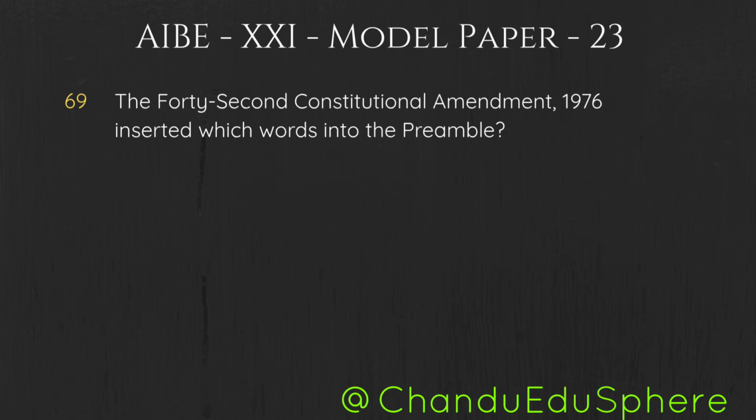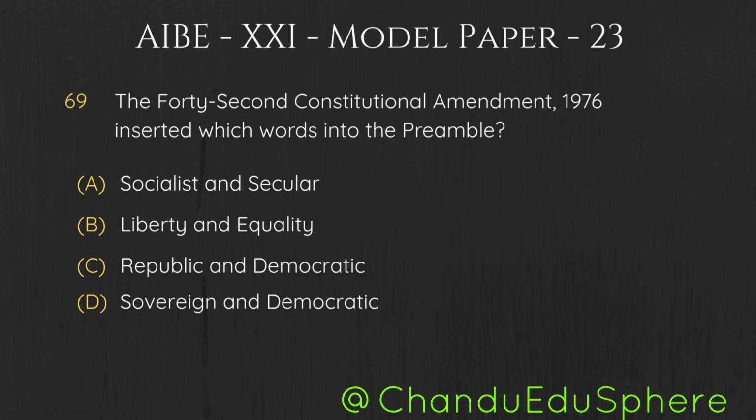The 42nd Constitutional Amendment in 1976 inserted which words into the preamble? Socialist and secular. A is the correct choice. The Constitution 42nd Amendment Act 1976, often called the Mini Constitution, inserted the words socialist and secular into the preamble, along with and integrity.